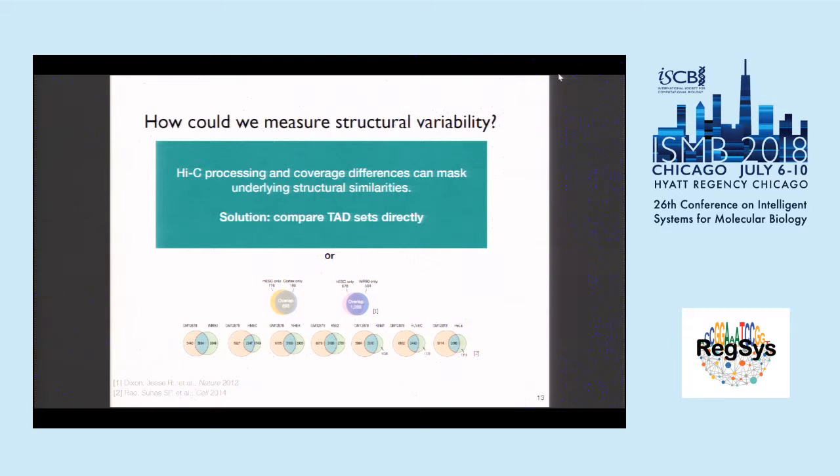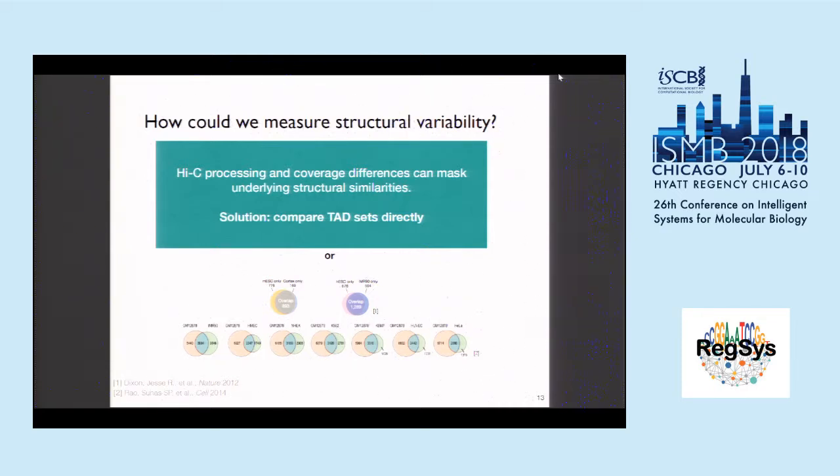So people have compared Hi-C matrices directly. Behind this box, there was supposed to be two Hi-C maps. But the problem with that is that Hi-C processing and coverage differences can really mask underlying structural similarities, and especially when you're trying to compare things across different data sets from different labs, it can be really difficult to overcome these artifacts from the protocols. And so our solution to that is to compare TAD sets directly rather than the full Hi-C matrices.